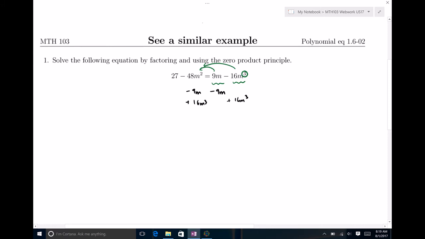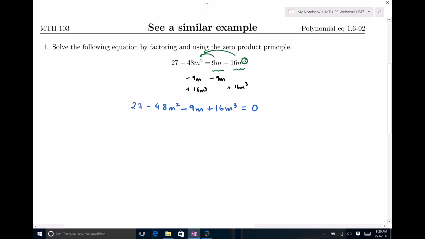So now you see you can rewrite this entire equation as 27 minus 48m squared, and then the 9m came over to this side and became negative 9m, and the negative 16m cubed came over to this side and became positive 16m cubed, and you only have 0 on the right hand side.